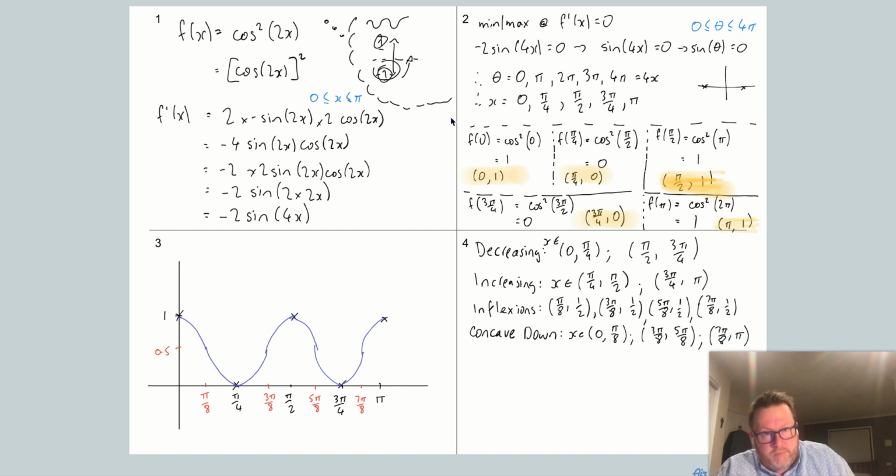Okay, and concave up, guess what? It's the rest. I'll do these underneath so I don't hit my graph. So concave up is going to be this bit here and this bit here. It's from pi on 8 to 3 pi on 8, and then it's also from 5 pi on 8 to 7 pi on 8. These are the two areas that it's concave up.